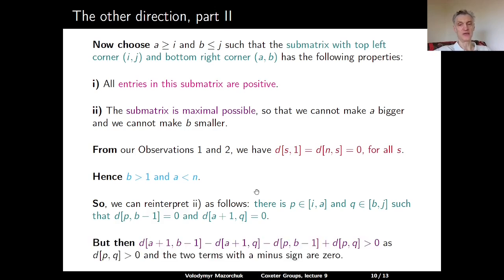But then the following linear combination is strictly positive: d_a+1,b-1 minus d_a+1,q minus d_p,b-1 plus d_pq. This is because the two terms with sign minus are 0 by our assumptions. One of the terms is strictly positive, and so the whole expression is strictly positive. And the term which is strictly positive is this term because of our assumptions 1.